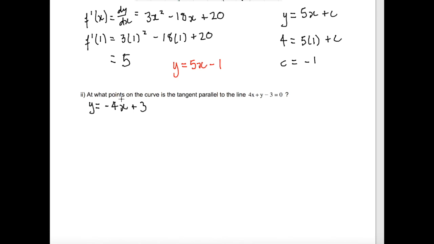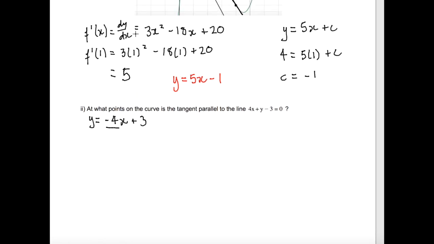Well, we know from this part of the question that the gradient of that line is -4. We also know from the previous question that the gradient of the green function, of the original function, is given by this equation here, 3x squared minus 18x plus 20. So what we can do is say, all right, the gradients have to be equal. If the gradients are equal in any two lines, they'll never intersect because they have the same steepness. As soon as they have a different steepness, they're going to intersect at some point.